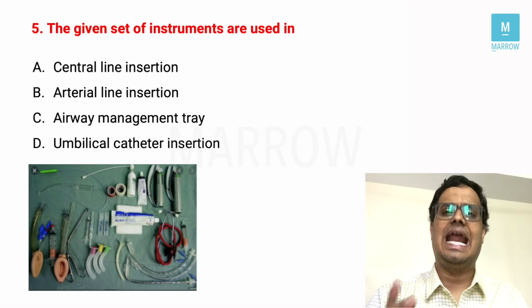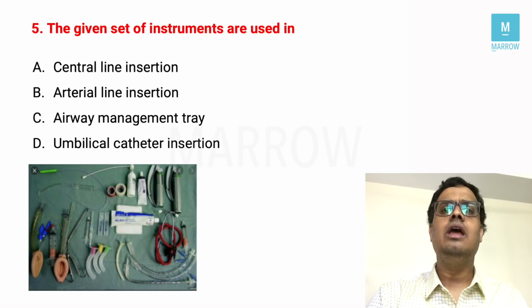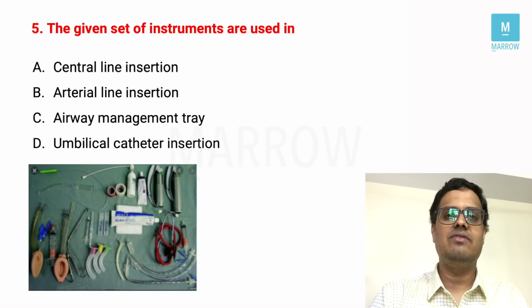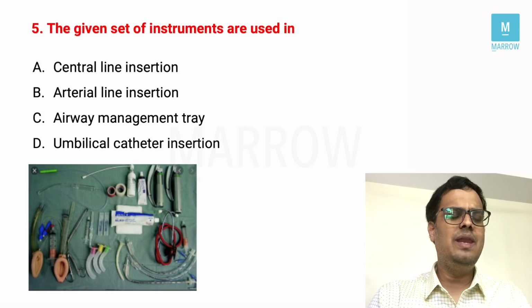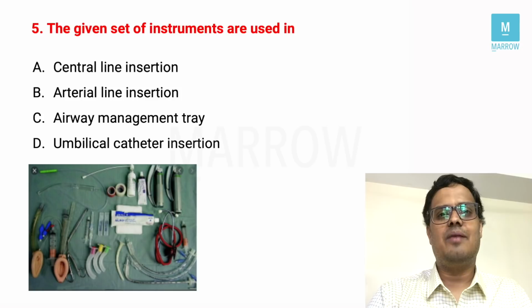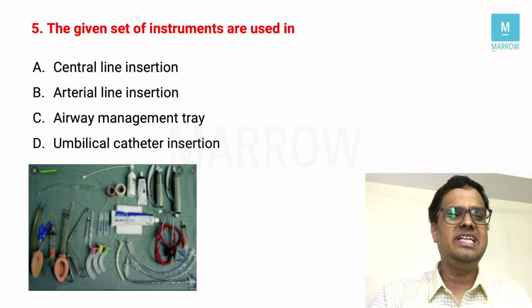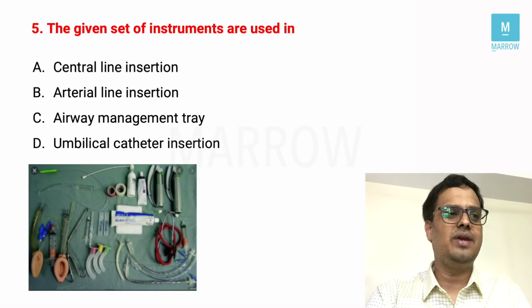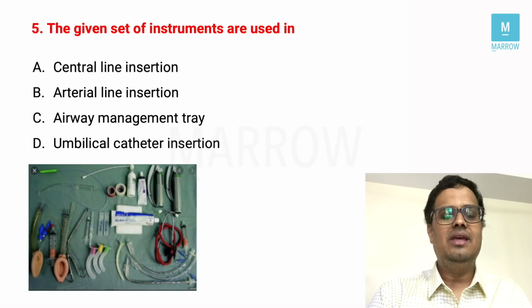Arterial line insertion, we don't have a set. It's like a normal IV cannula set only. So obviously this is also not an option. Umbilical catheter set, you don't use that much amount of equipment in a small baby.